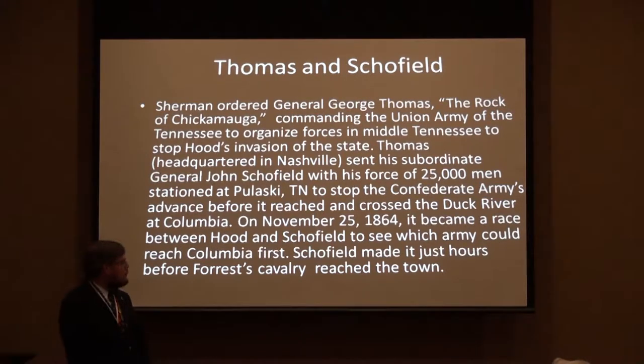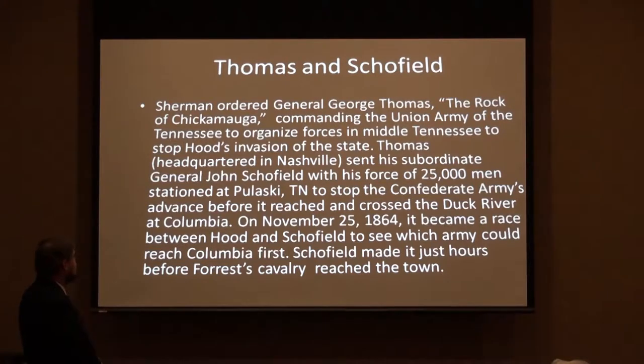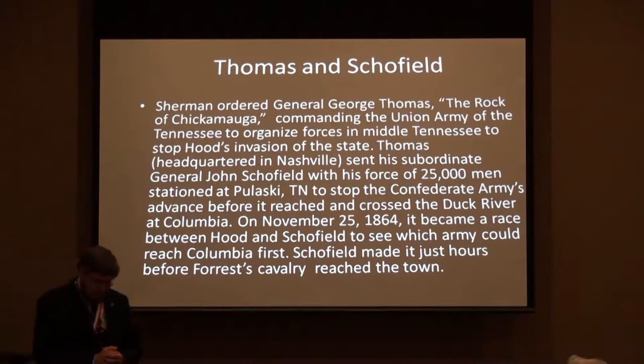Now, Sherman goes on to order General George Thomas, known as the Rock of Chickamauga, commanding the Union Army of the Tennessee and organized forces in Middle Tennessee, which is where we are, to stop Hood's invasion of the state. Thomas, who's headquartered in Nashville, sent his subordinate, General John Schofield, with his force, as I mentioned, of 25,000 men stationed at Pulaski, Tennessee, to stop the Confederate Army's advance before it reached across the Duck River.